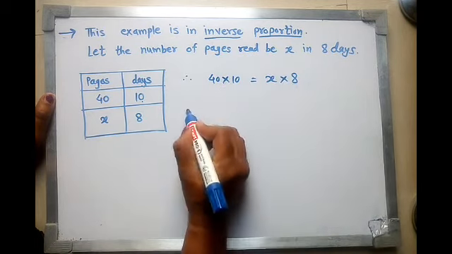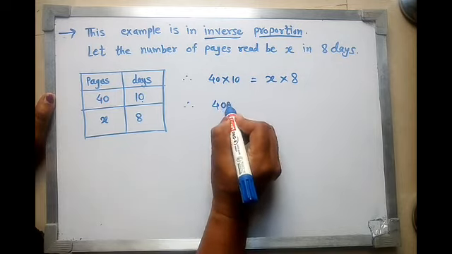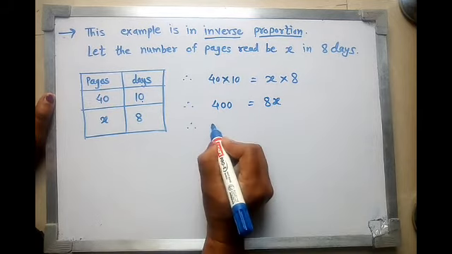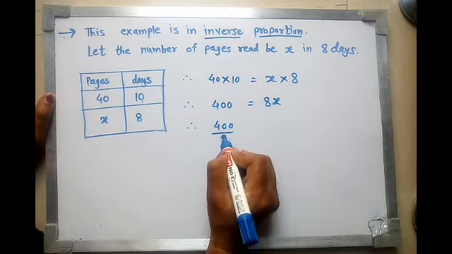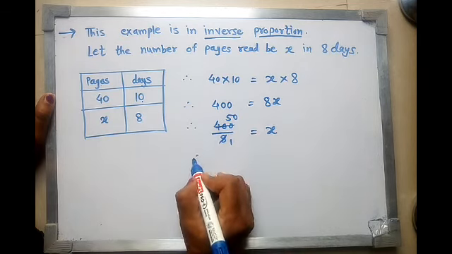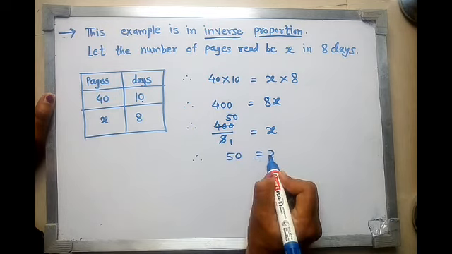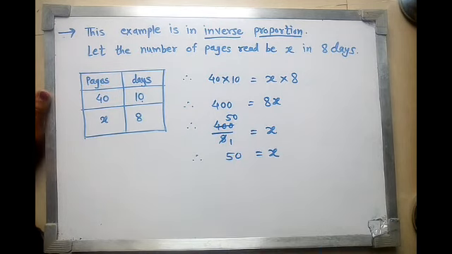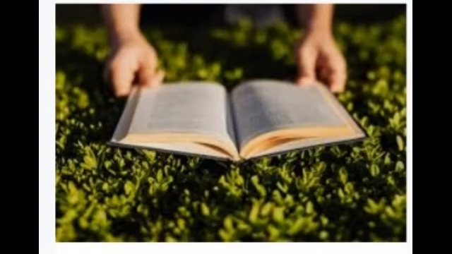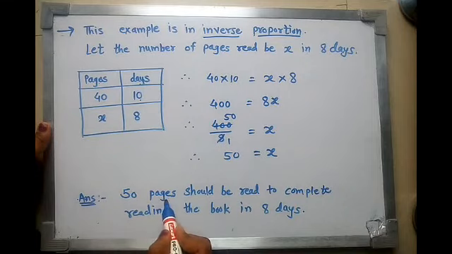40 into 10 is equal to X into 8. 400 is equal to 8X. I take 8 on the left side as divisor. 8 ones are 8, 8 fives are 40, 8 zeros are 0. 50 is equal to X. The answer is 50 pages should be read per day to finish in 8 days.